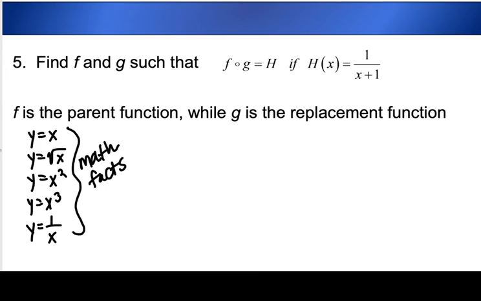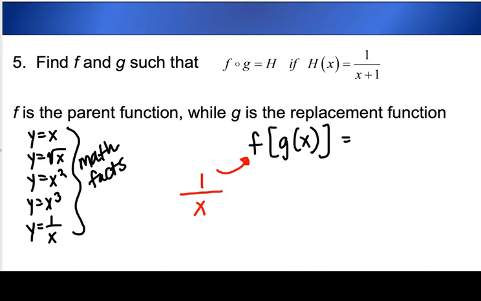So if f is the parent function, right? So I have f of g of x. I need to put something into f in which its result is going to be 1 over x plus 1. So what could my parent function be? My parent function could be 1 over x. That could be my parent function. And then I would have the form, a fraction, a rational function, 1 over x.